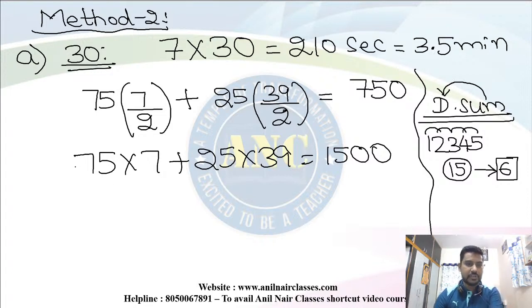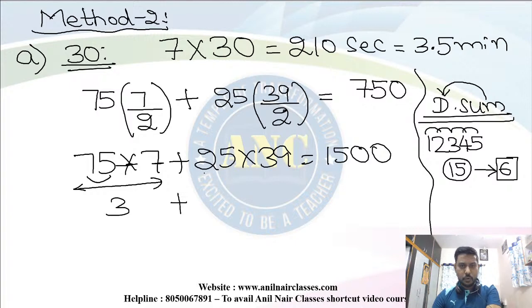Now, I will cross check. 7 plus 5 is 12. 12 digital sum is 1 plus 2, 3. Remember, 3 multiplied by 7, it is 21. 21 digital sum is 2 plus 1, 3. So the entire digital sum for this is 3.